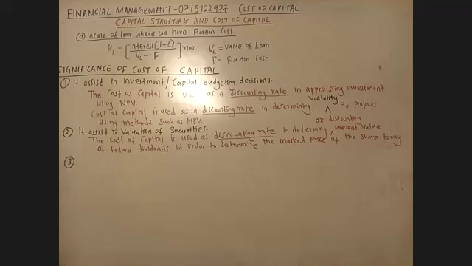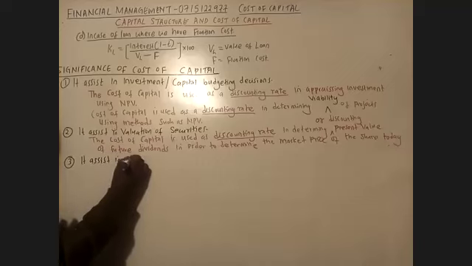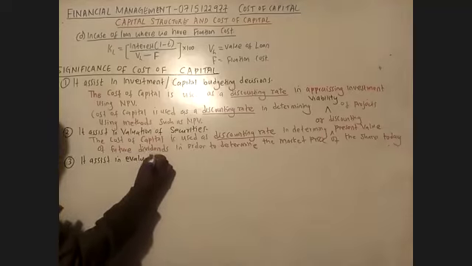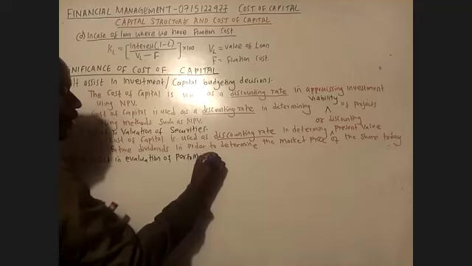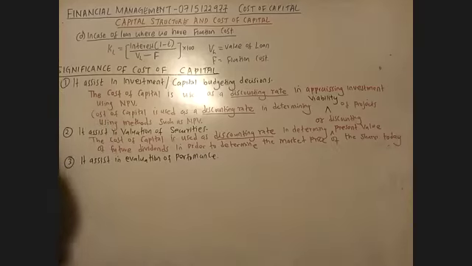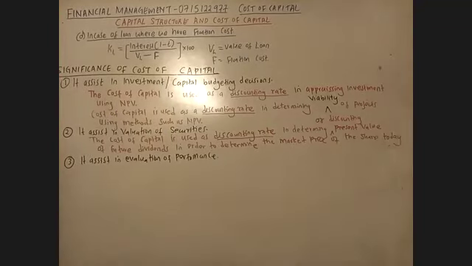Next, it assists in evaluation of performance. How does it assist in evaluation of performance? Now, this cost of capital can be compared with the rate of return to determine or to evaluate performance. So the cost of capital can be compared with the actual return to determine the actual performance.